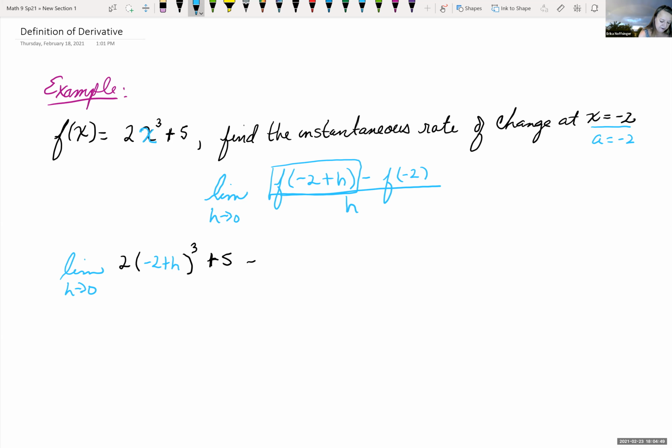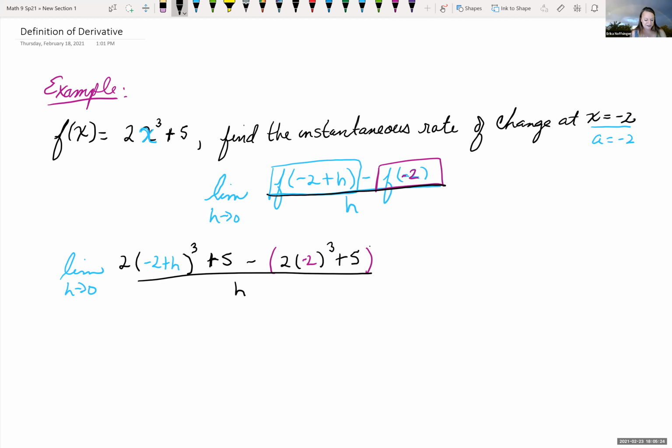Again, wherever we see an x in this function, we're going to put parentheses, and this time we're going to replace it with the -2. So here we have parentheses. I see a 2 here, so put 2. I see an x, so parentheses cubed plus 5. And then we're putting this whole thing all over h.